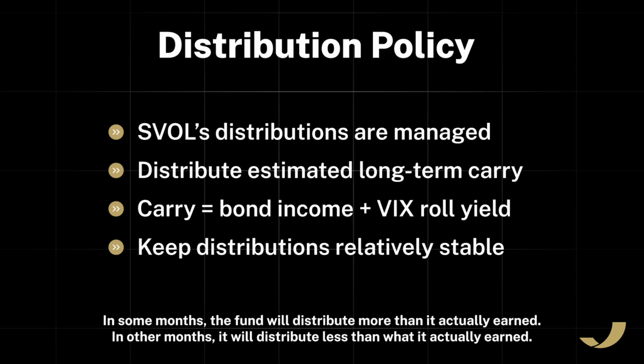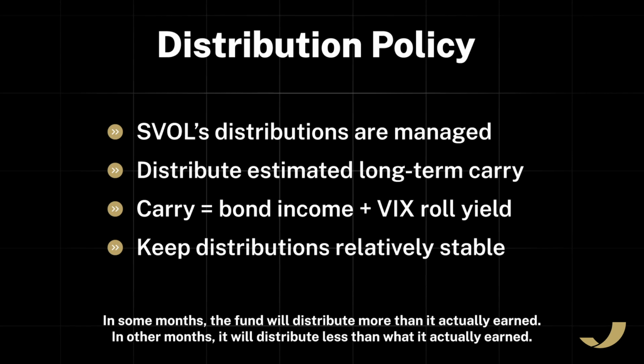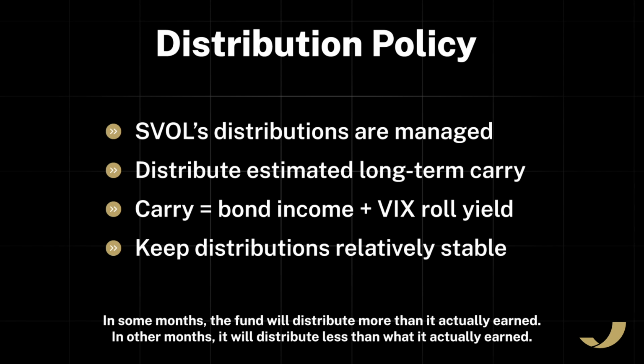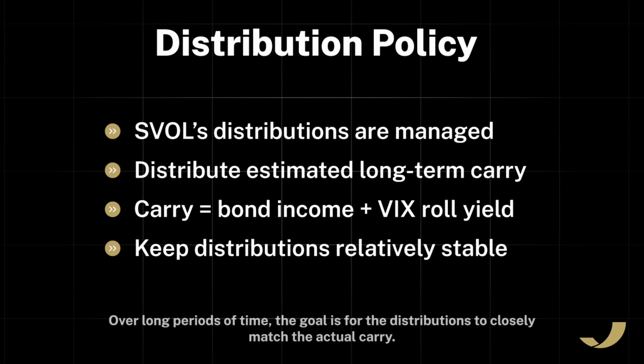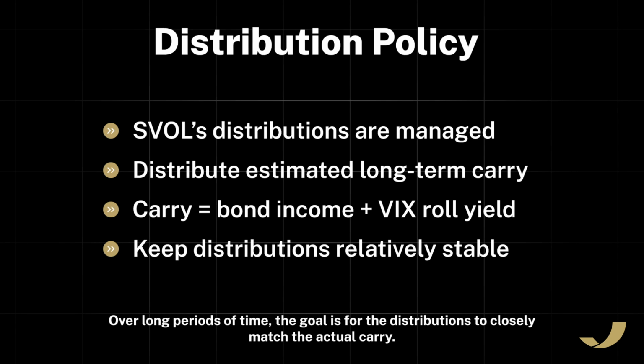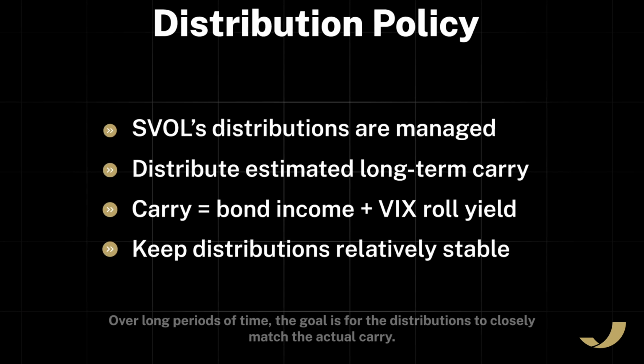In some months, the fund will distribute more than it actually earned. In other months, it will distribute less than what it actually earned. Over long periods of time, the goal is for the distributions to closely match the actual carry.